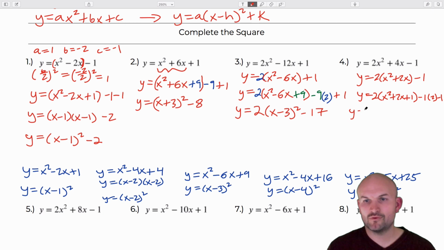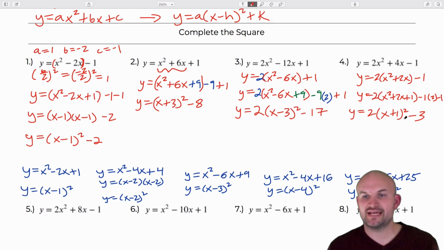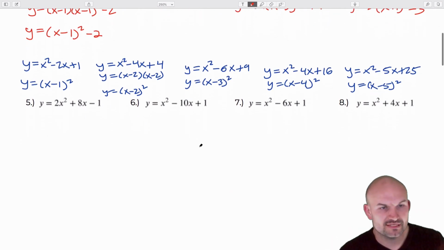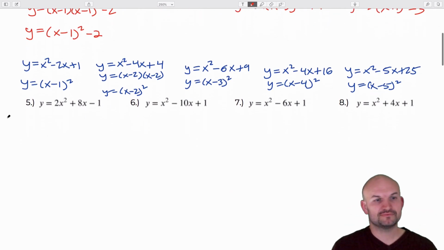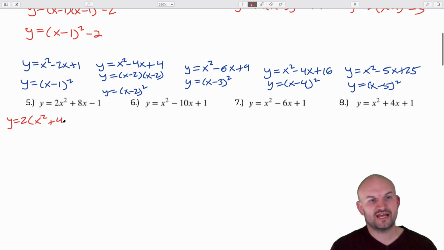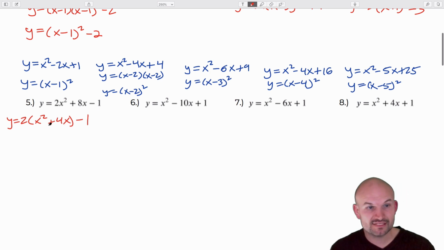So therefore, I have y equals 2. I recognize this to be a quadratic, and since the middle term is positive, it's going to be x plus 1 quantity squared. This becomes a negative 2 minus 1, which is a negative 3. All right, let's do another one, factoring out the 2. So factor out the 2, that gives me x squared plus 4x minus 1. In this case, let's do 4 divided by 2 squared, or you could recognize this: 4 divided by 2 is 2, 2 squared is 4.